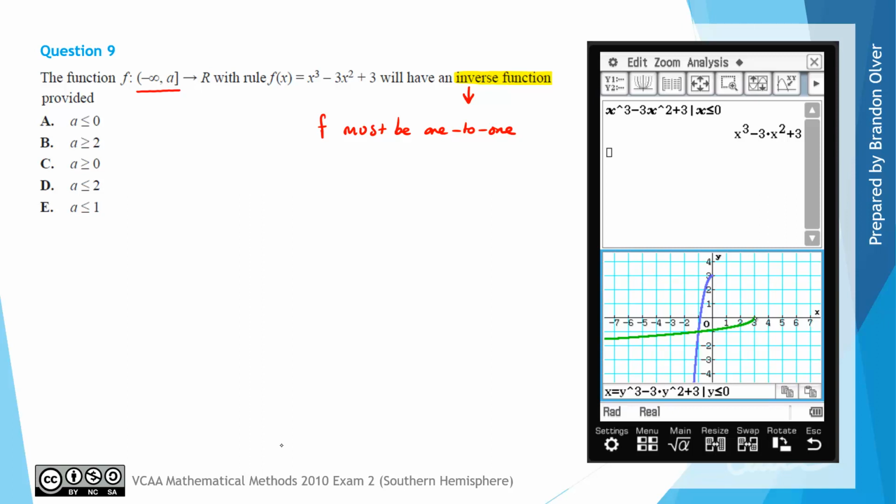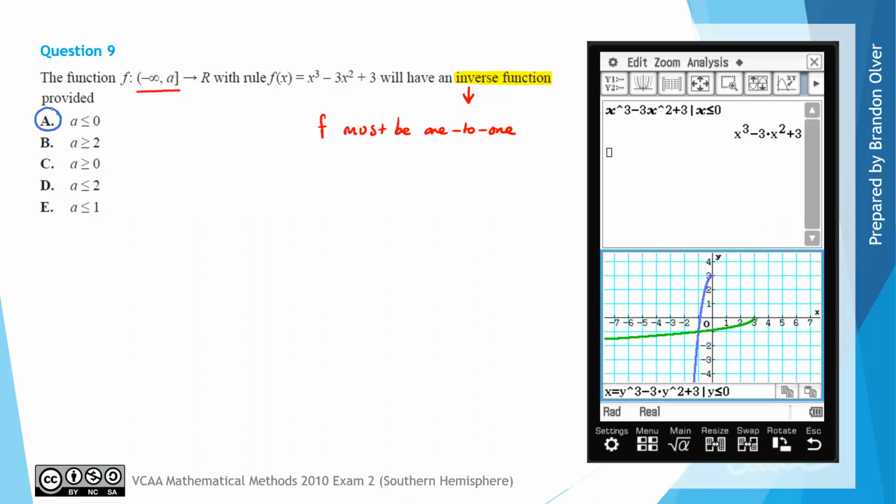So from the calculator, we saw that f of x was 1-to-1 from negative infinity up until its first turning point that occurred when x equals 0. That means we can select any a value that's less than or equal to 0, and the function f is going to be a 1-to-1 function. So that means that a is the correct answer for this question.